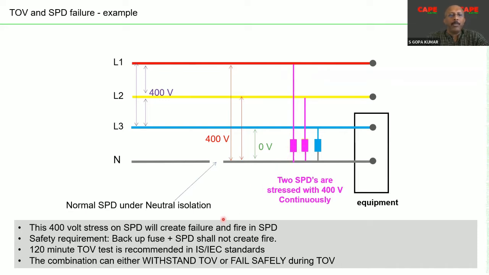Because of these SPD failures, the IEC, the testing standard, had introduced a test. 120 minutes TOV test is recommended in the IEC standard. The background of this particular test is lot of cases SPD failures are creating fire or explosion. SPD is for safety, and these devices shall not create a hazard. As a result, the additional tests are included in 2013 or 2014. What the test recommends is that the combination of the SPD along with the fuse shall not flash, or create a fire, or explode.